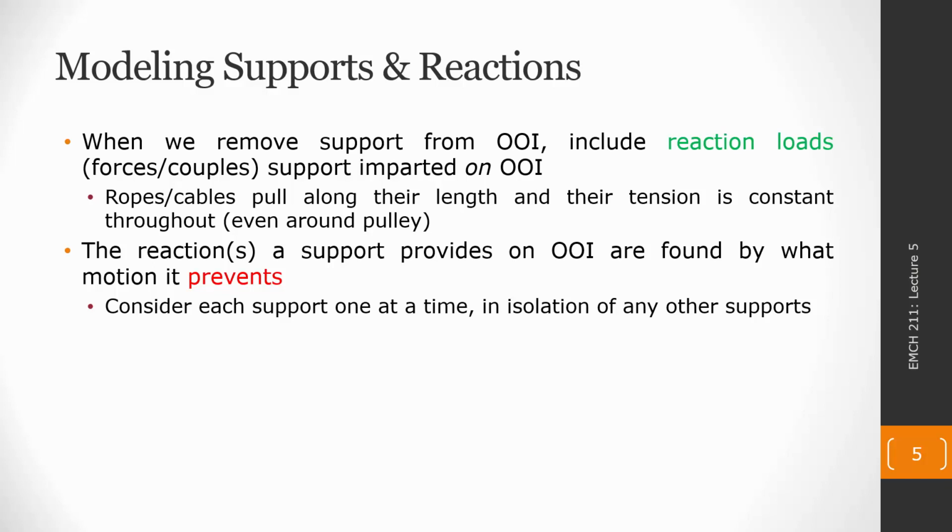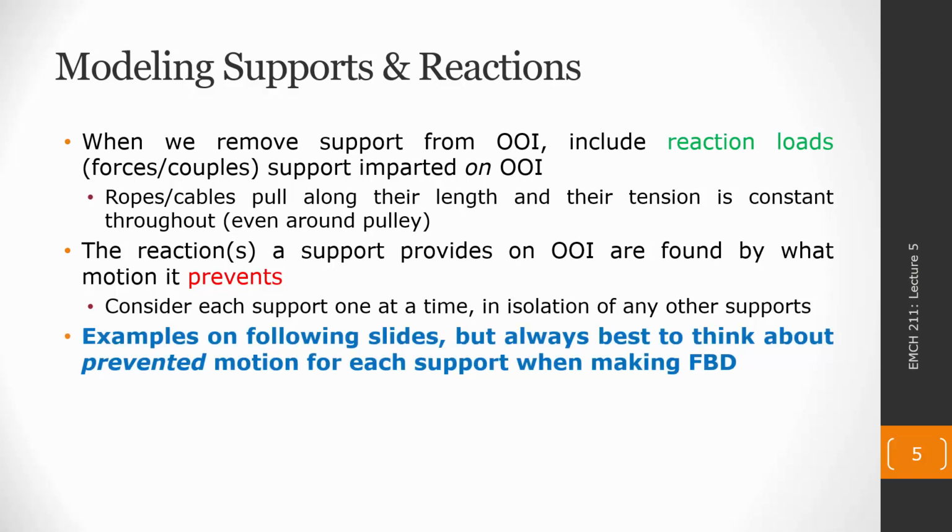For a support, we want to consider in isolation of all other supports, what did just that support prevent the object from doing? How was it prevented from moving or rotating because that one support was there? So we want to go support by support and individually think about what was prevented just from that support. So we'll go over some common supports and how we are going to model them. But most importantly, in 2D or 3D, if we just think, what does this support prevent from happening, we're going to be able to model it correctly. And then include those forces and that moment, if necessary, in the free body diagram.